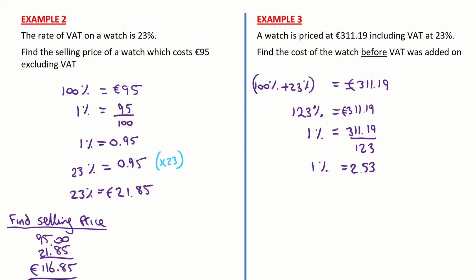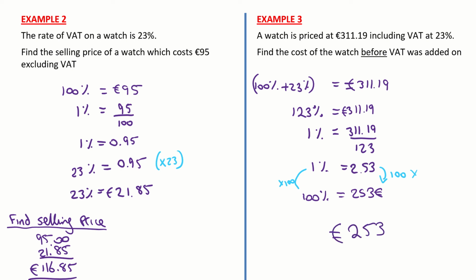I want the cost of the watch before the VAT was added on. So I want basically to find out what's 100% of the watch worth. What's 100% worth? That's before the VAT was added on. So in order to get 100%, I basically need to multiply 1 by 100. So I need to do the same thing on the right hand side, multiply 2.53 by 100. And that's getting me €253. So the cost of the watch before the VAT was added on is equal to €253.